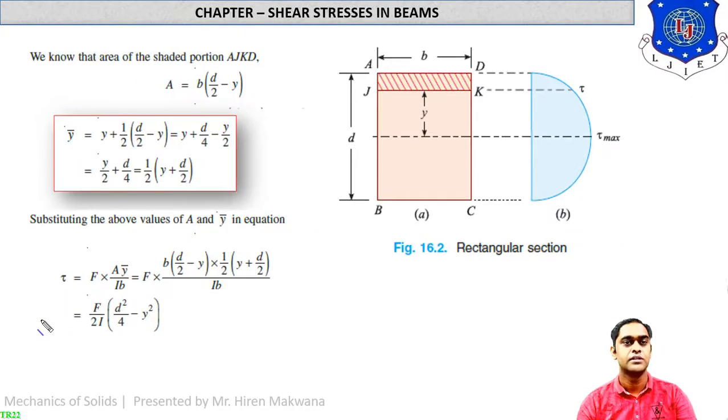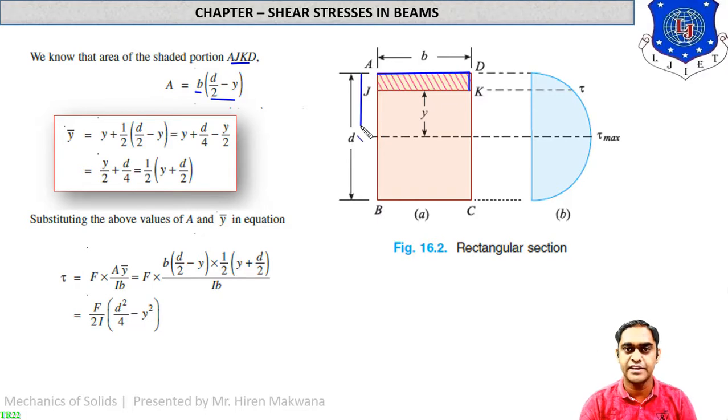You can see, first of all, we are talking about strip AJKD only. So find the area of that strip. What is the width of the area? That is B. And what is the depth of the area? Width is B and depth is a bit complicated. See how much is the depth. First of all, the total depth of the rectangle is D. So half of the rectangle is D by 2.